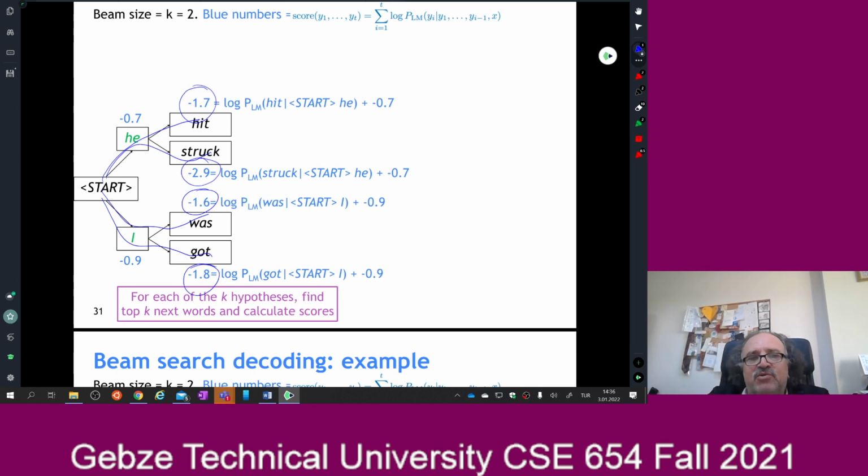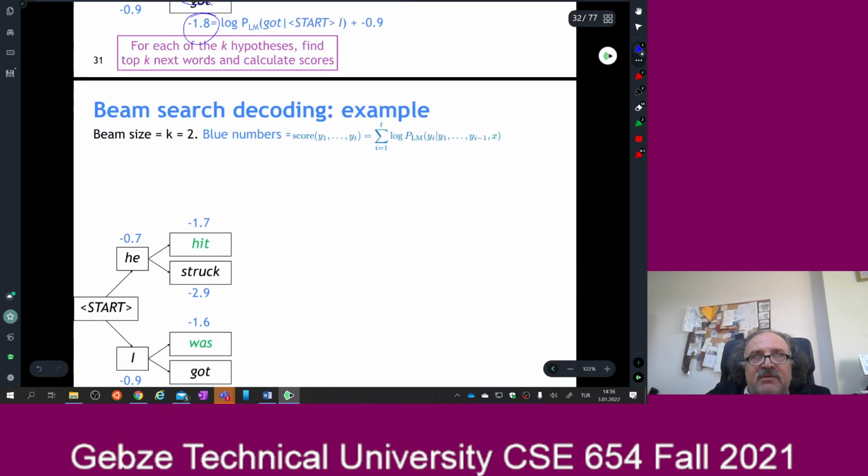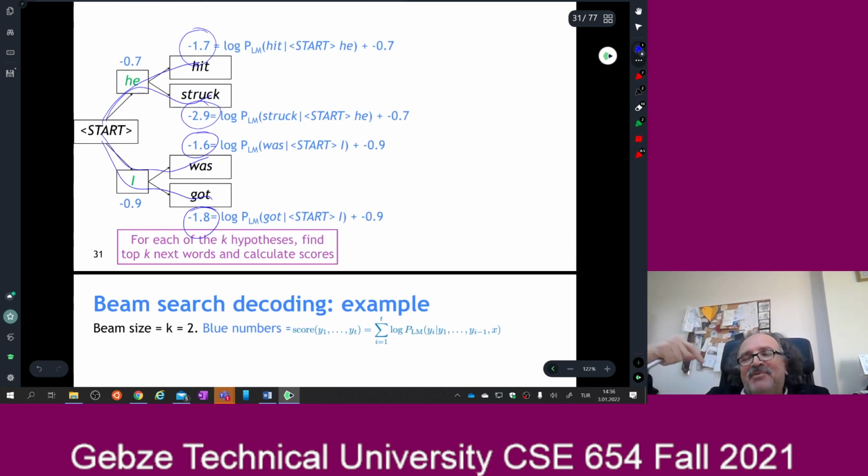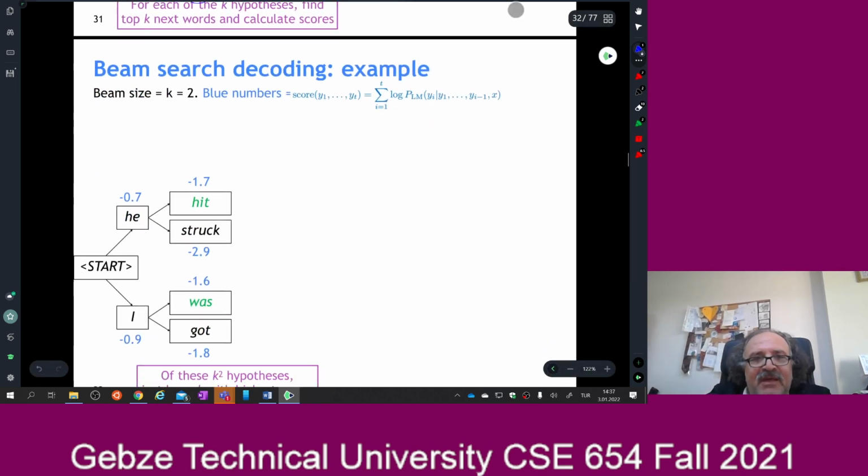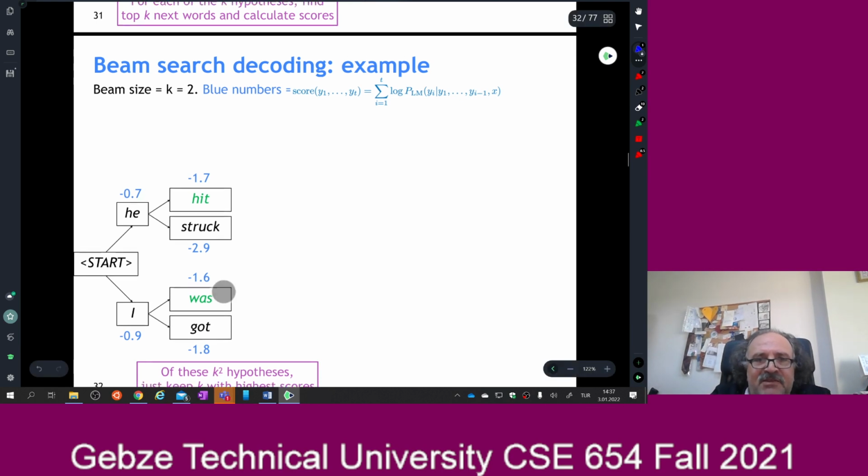Okay, we need to be close to 0. 0 is the best because the logarithm of probability 1.0 is 0. Probability 1 is the highest, the logarithm of that is 0, that's why. Okay, so I am keeping this one and this one.